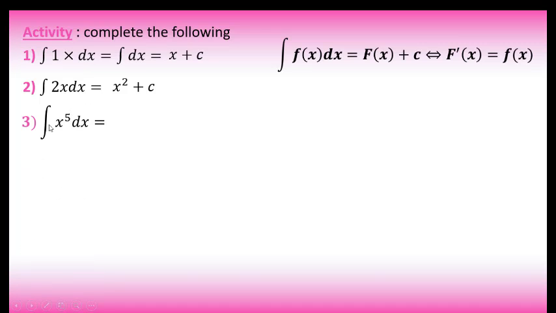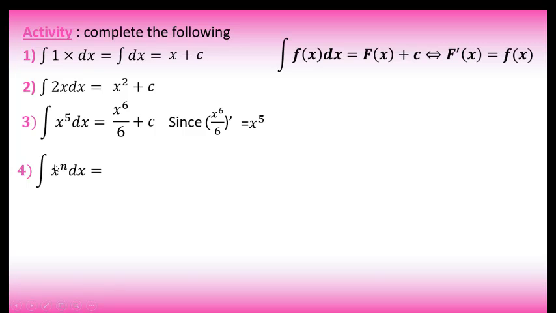Now integral x power 5 dx. Do you expect the answer? The answer should be x power 6 over 6, simply because derivative of x power 6 over 6 equal x power 5. Then integral x power 5 equal to x power 6 over 6.